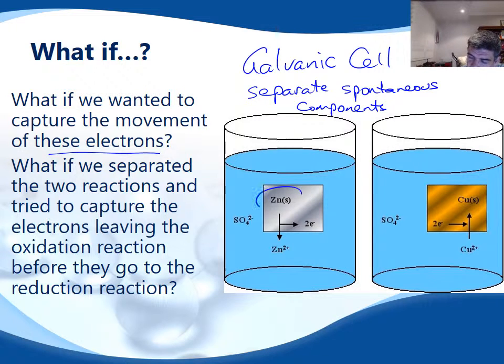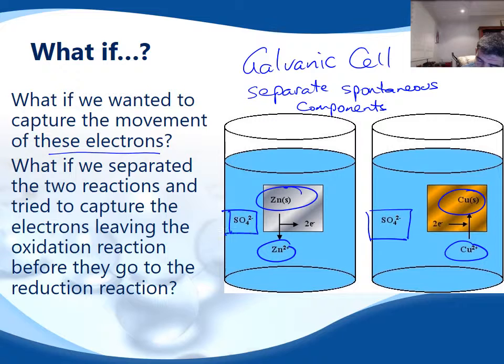So the zinc is in one beaker and the copper is in another beaker. For this to happen, we need to make sure that the zinc is in a solution of zinc ions and the copper is in a solution of copper ions. Notice that the anion here isn't critical. There are reasons why we might choose certain substances over others, but it's not critical in this case because what is important is the two metallic solids and the corresponding ions. In this case, the anion is just going to be a spectator ion.